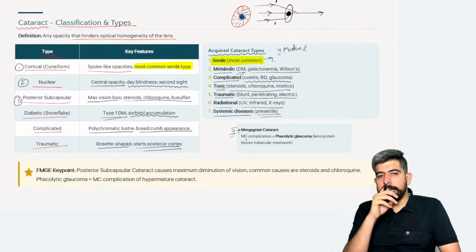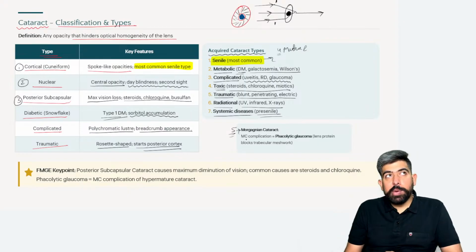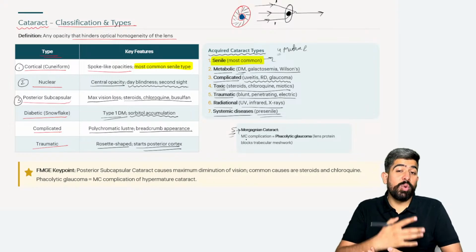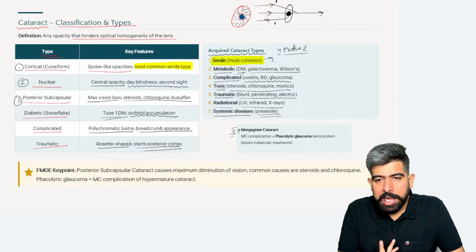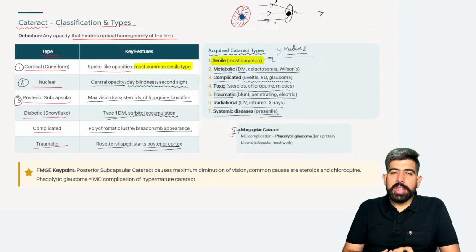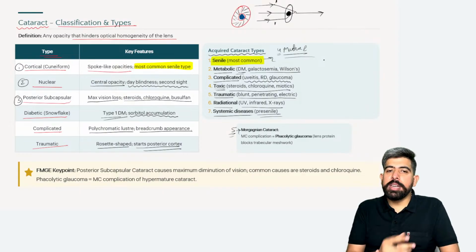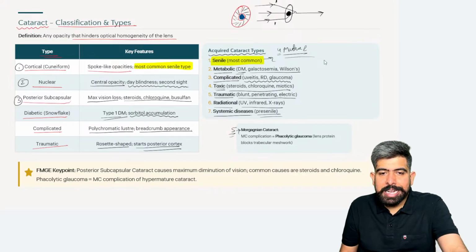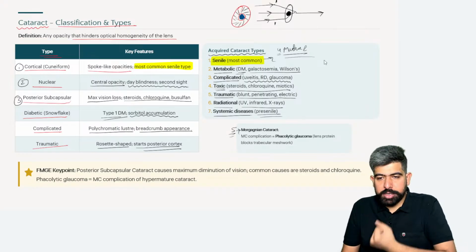If the cortex is involved, that is known as your cortical cataract. If the nucleus is involved, that is known as your nuclear cataract. If only the posterior subcapsular part is involved, that is known as the posterior subcapsular. But what will happen in the mature cataract? Please remember, the entire lens will become opaque. Understood?